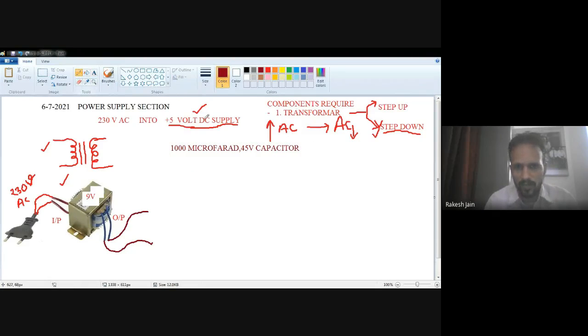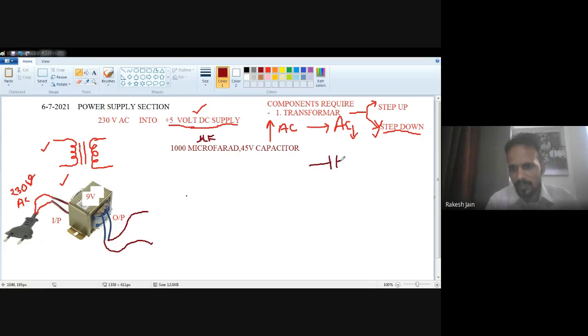The symbol for micro is mu, and F stands for farad. So 1000 microfarad, 45 volt, or 1000 microfarad, 60 volt, or 1000 microfarad, 63 volt, any of these will work. So the basic component is the capacitor. The symbol for the capacitor is this.